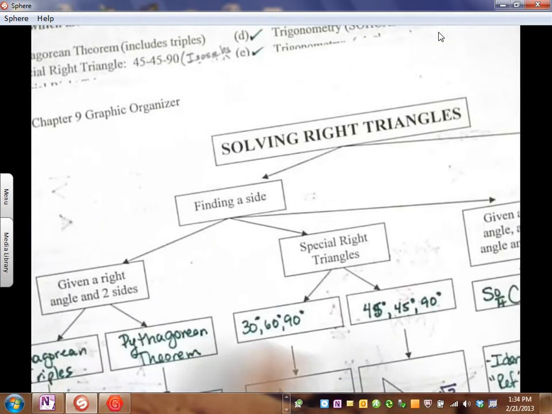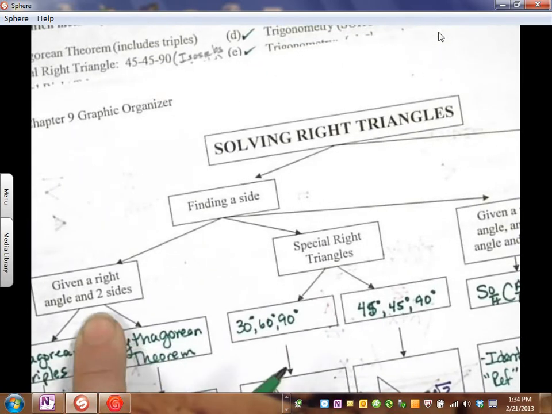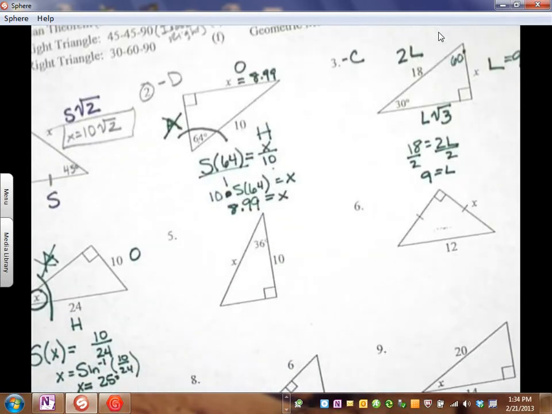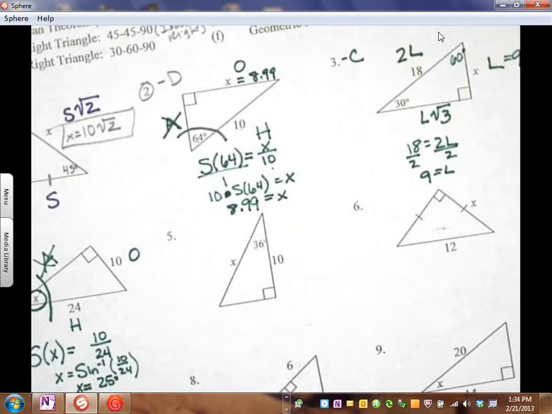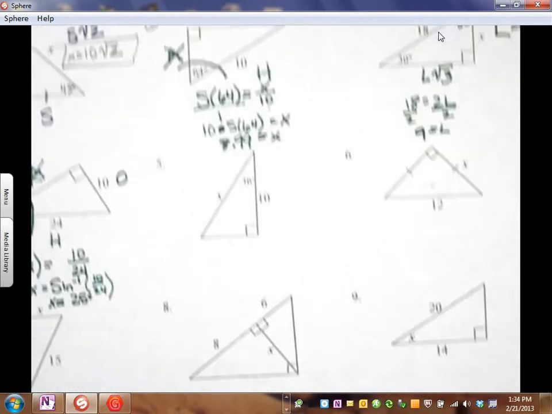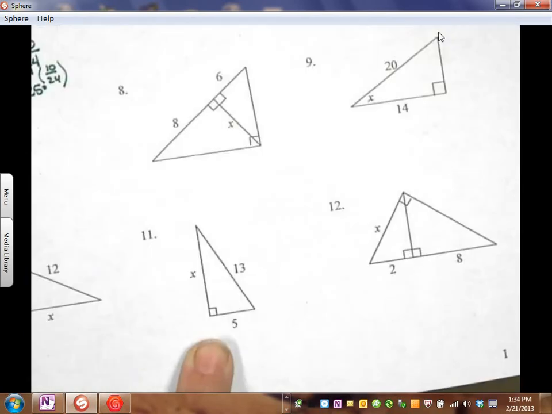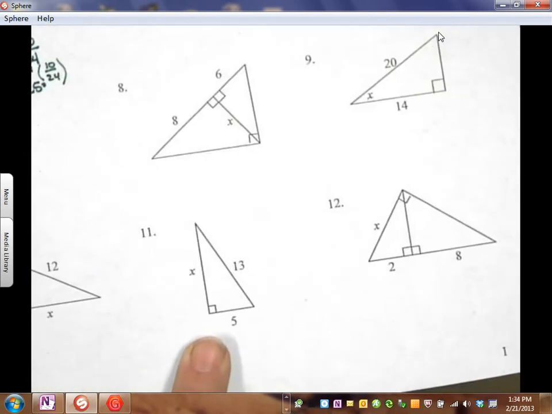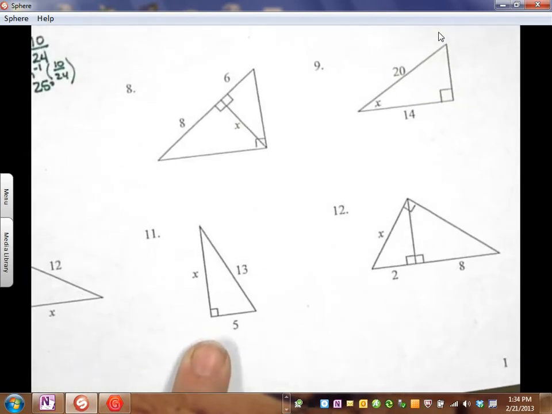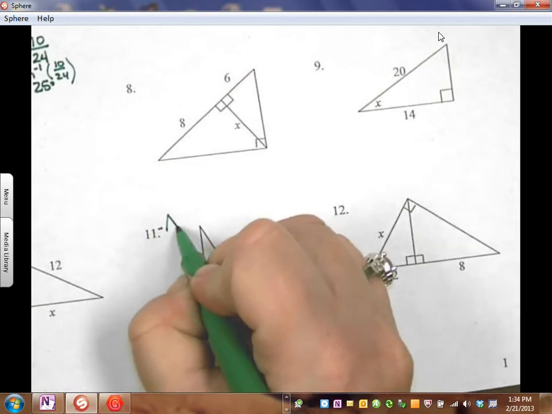For us to use the Pythagorean theorem, we're given a right angle and two sides. So let's look for a problem that has that. A right angle and just two sides. Nothing else but two sides, and they want to know a third. Look down here at number 11. Number 11, is that a Pythagorean theorem? It is. So I'm going to put my little letter A here, so I remember that's that type of problem.